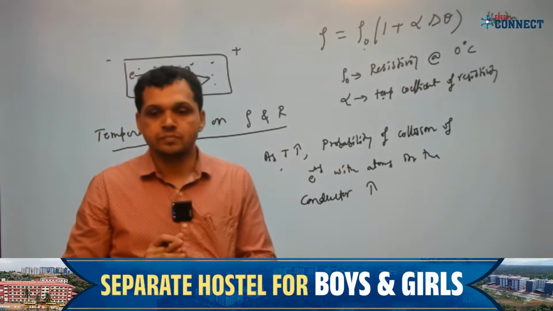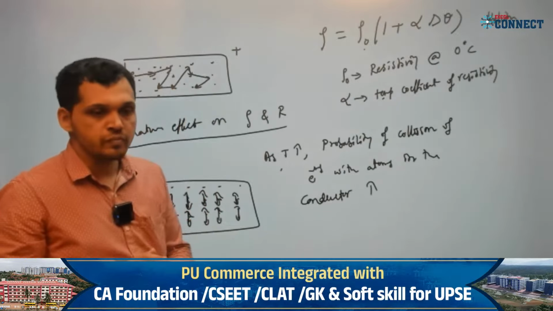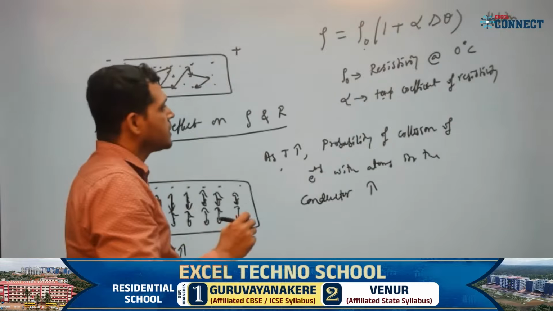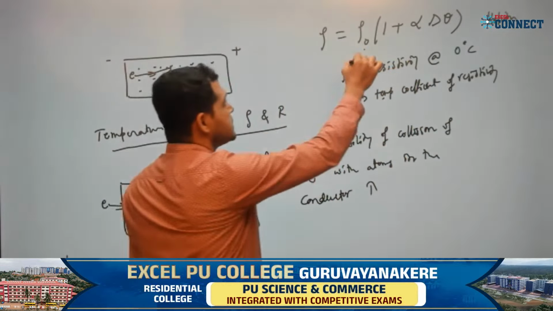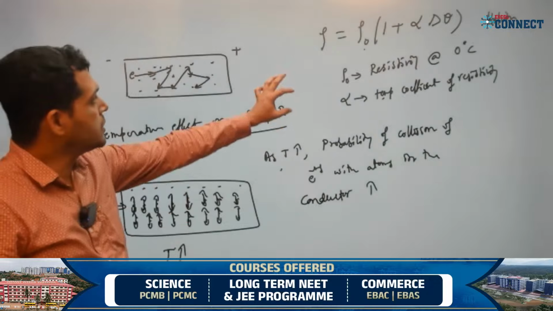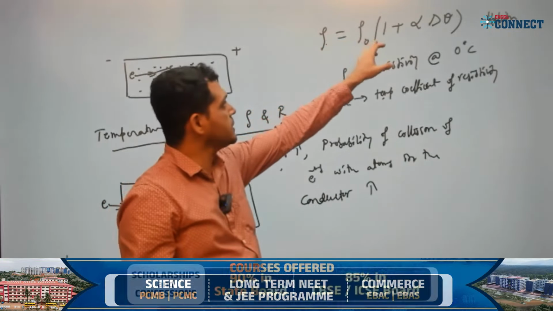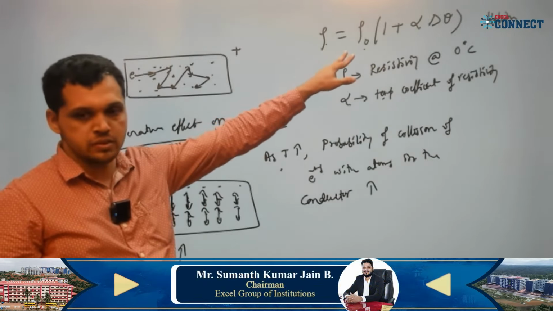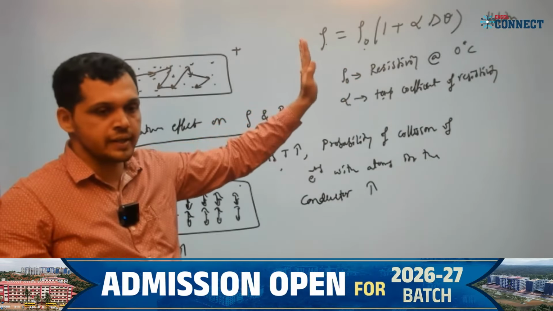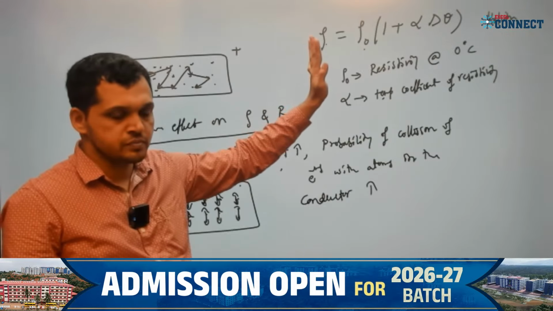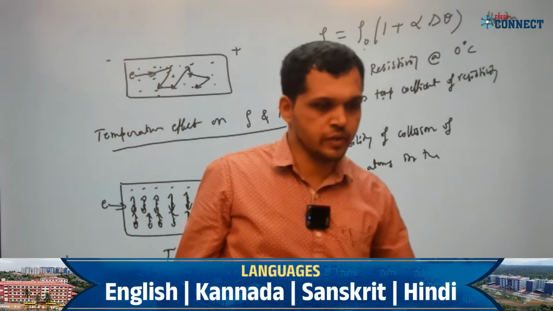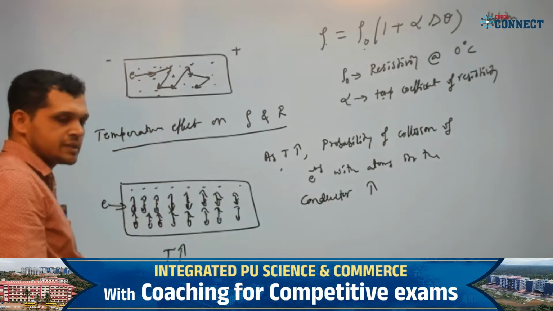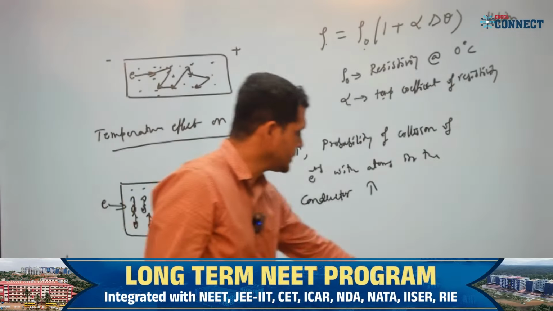Is it clear? Hope you understood. Now, based on this temperature coefficient of resistivity, we can say resistivity is not directly proportional to temperature. As temperature doubles, resistivity does not double. Now, this is the concept of the temperature effect on resistivity.